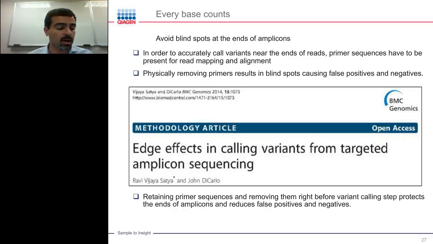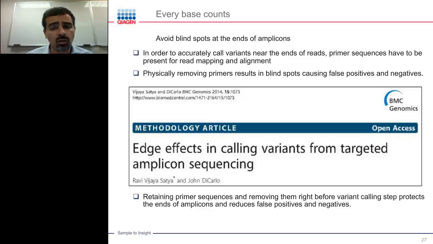So they used a panel from another vendor that does digest the primer sequences before the library construction step, compared to our workflow that does not digest the primer sequences, and we keep them all the way until the variant calling step, and we softly clip those primer sequences off the reads so we don't call any variants, but we carry the primer sequences throughout the entire reaction or the entire workflow.